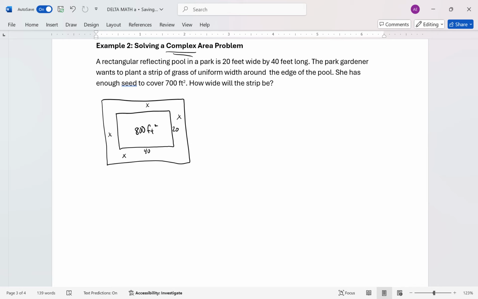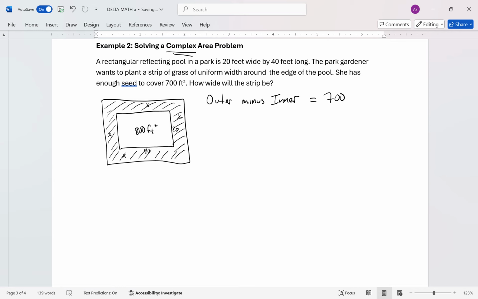She has enough seed to cover 700 feet squared. That is not the area of the pool and the strip of grass. That should just be the strip of grass. That's the only area that we want. We don't want to throw seed in the pool. So in this particular problem, the area in question, we have to do the outer minus the inner. And that's what's going to equal this 700 square feet that this gardener has enough seed to cover.